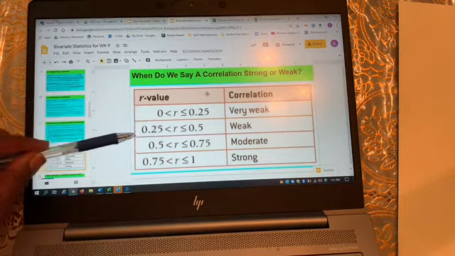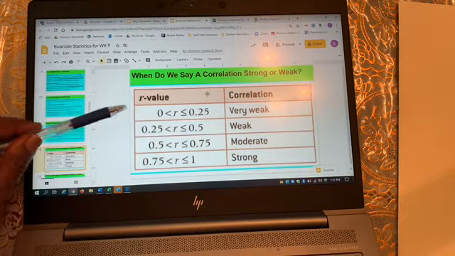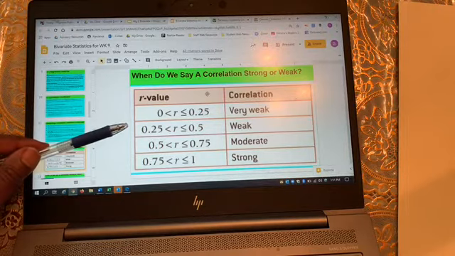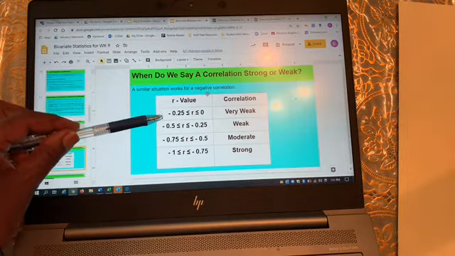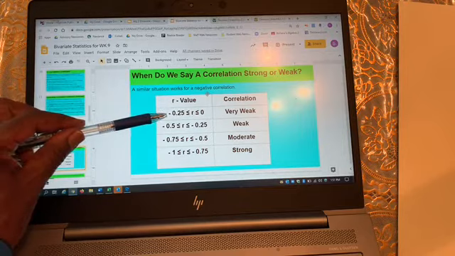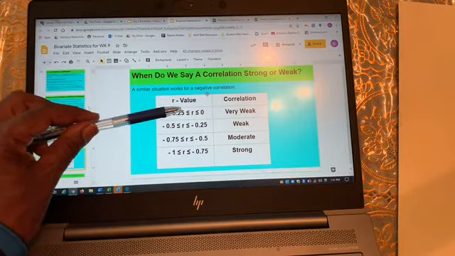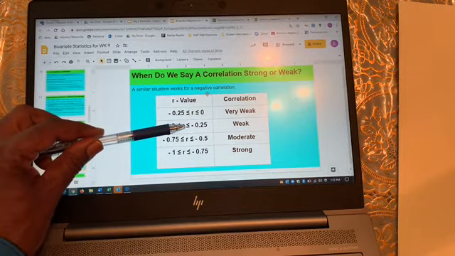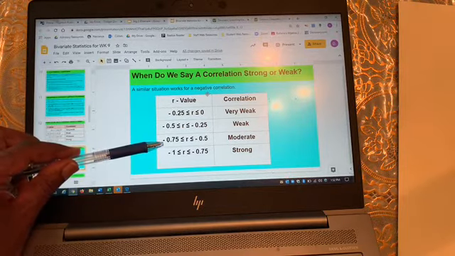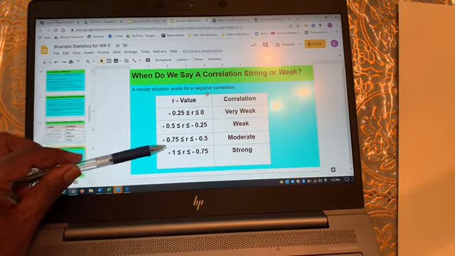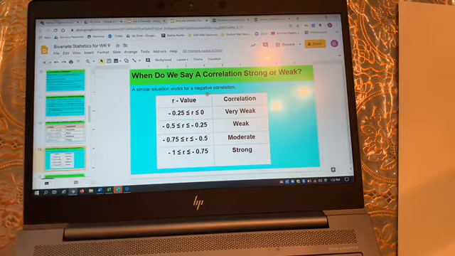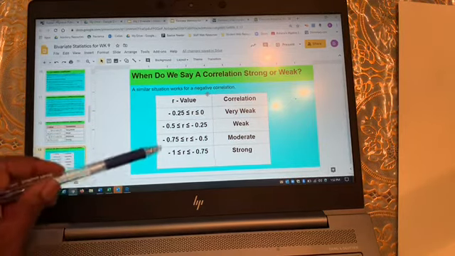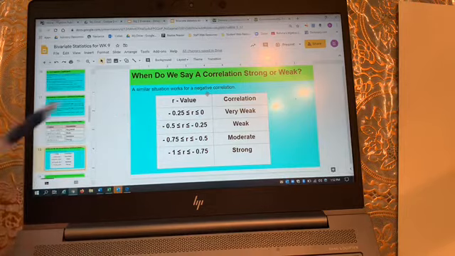Likewise, this is for positive. For negative, you can understand the same way. For instance, if the R value is closer to 0, from negative 0.25 up to 0, it is very weak. But from negative 0.5 to negative 0.25, weak. From negative 0.75 to negative 0.5, moderate. Negative 1 to negative 0.75, it would be strong. The closer you are to negative 1 or 1, it is strong. But the closer to 0, it is weak. That's how we go with it.